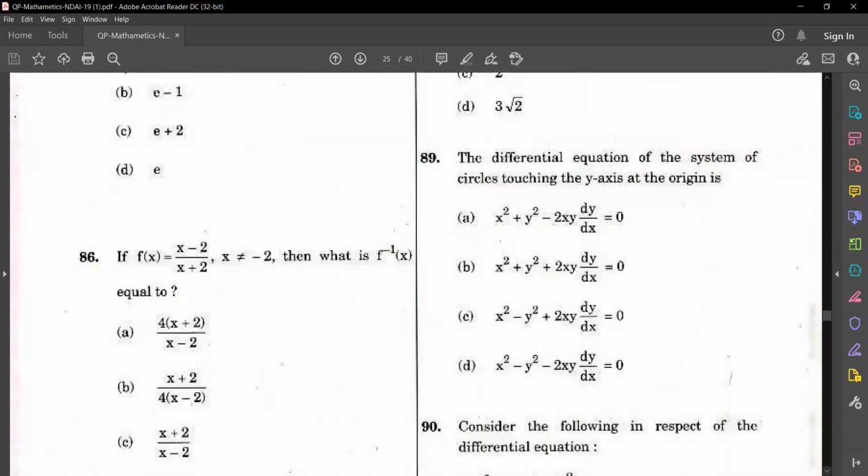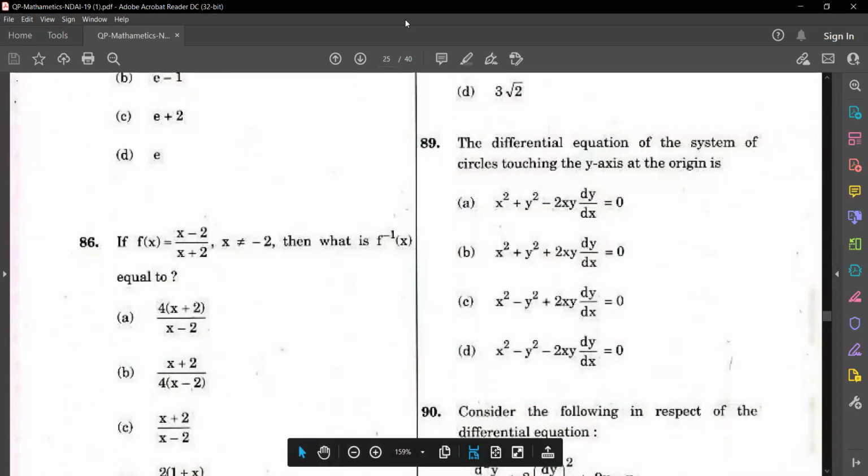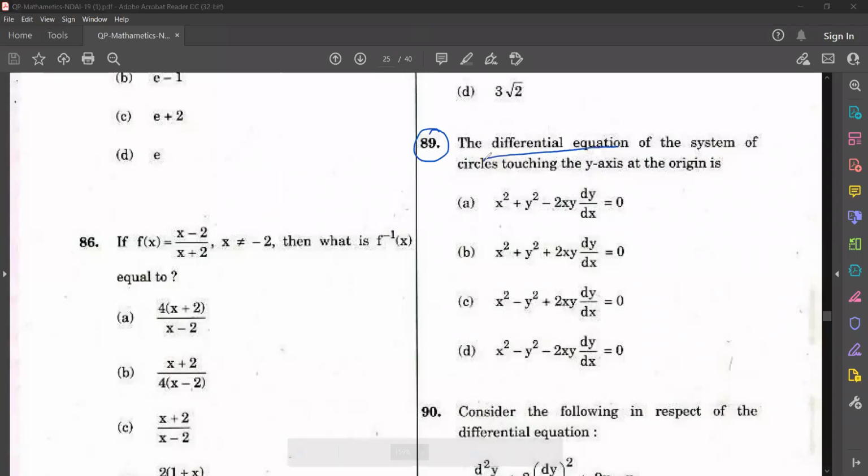Question number 89. The differential equation of the system of circles touching the y-axis at origin is. I'll give you some time, 1 minute. Please do this and give me the answer first.